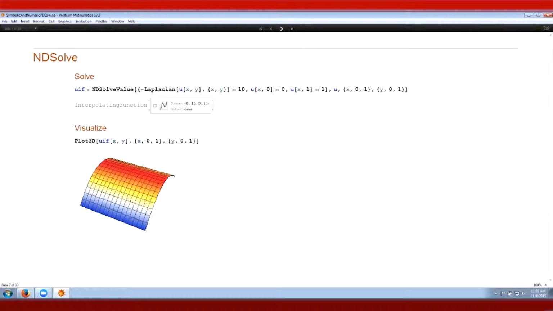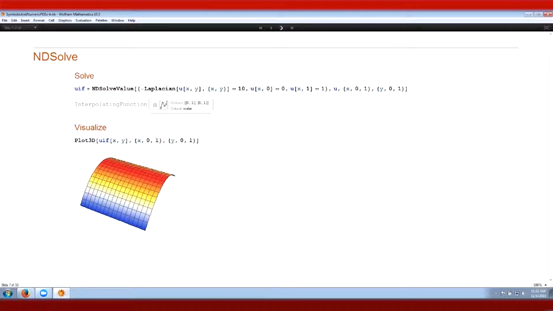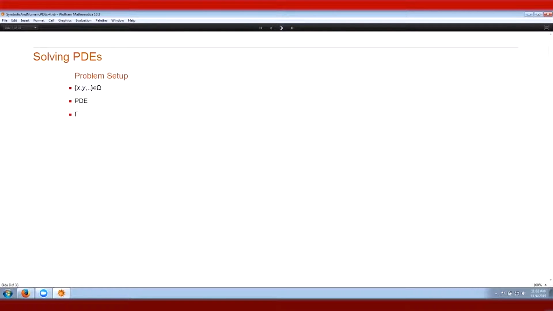NDSolveValue will return an interpolating function. That interpolating function can be used in functions like Plot3D to visualize the result. To solve PDEs, typically you need to specify three things. You need to specify the region omega. Of course, you need a PDE that you'd like to solve. And thirdly, you need to specify boundary conditions that interact with the PDE and the boundary.